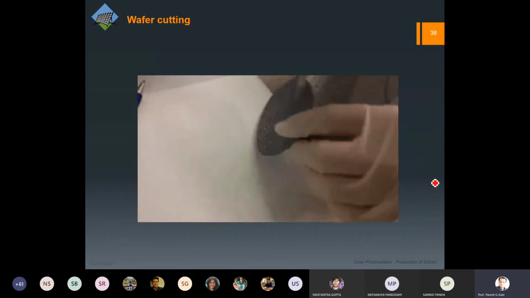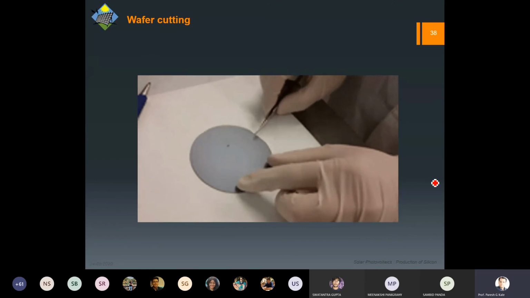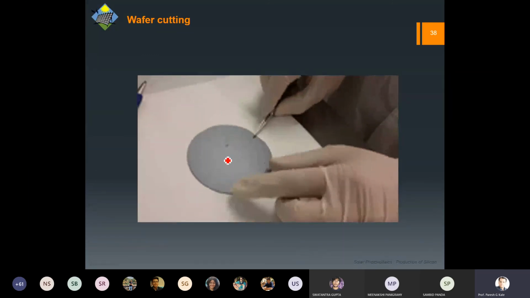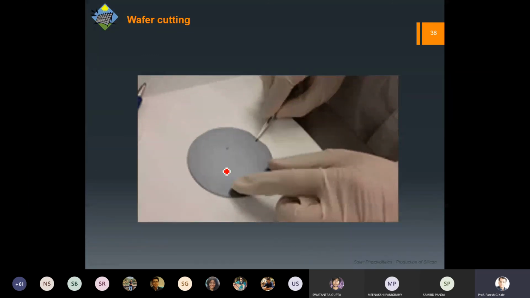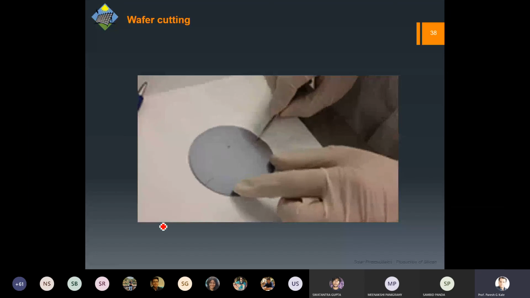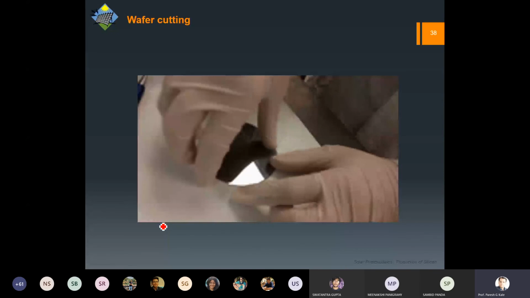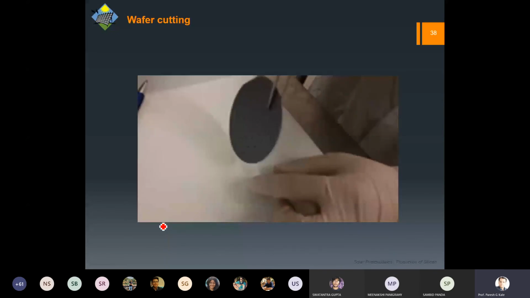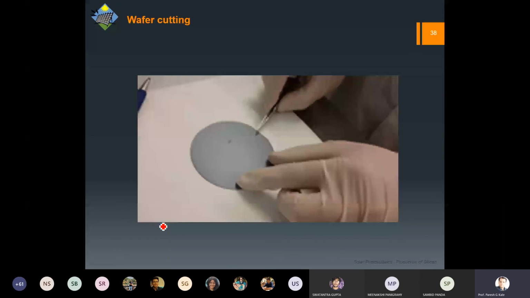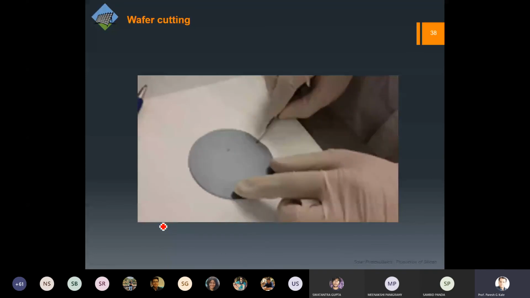See, this is the single side. You can see this is not a polished one, and the other side is the polished one. You can see the glossiness. This is rough, this is glossy. So this is a single side polished wafer. He is keeping the other side, pressing it, holding the wafer, and you get a nice cut. Yeah, done.